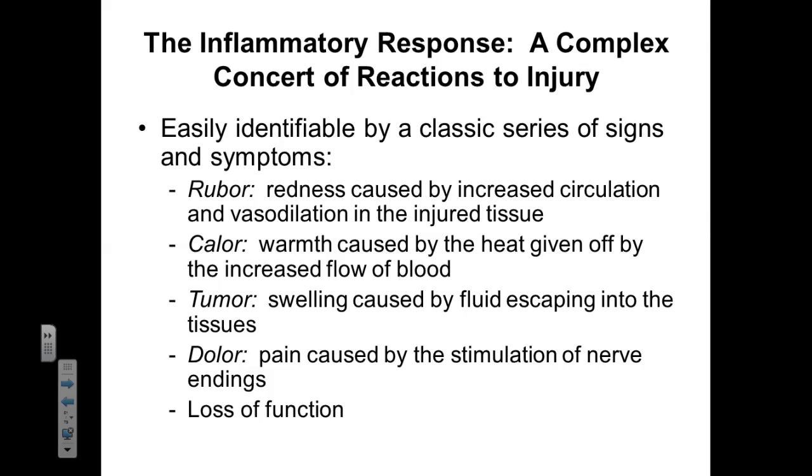The increased vasodilation, generally speaking, is also going to be associated with tumor. So there'll be liquid leaving the blood vessels as the blood vessels become vasodilated, and that liquid causes swelling, also known as tumor. So rubor means redness, calor means warmth, tumor means swelling, and then dolor is a technical term that refers to the pain as the naked nerve endings are stimulated. And if there's too much inflammation, there can be a loss of function of that tissue.